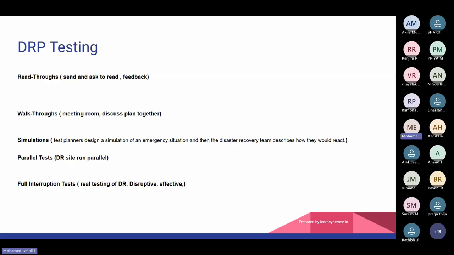Second one, walk through. You just group together in a conference room. You walk through: this is how we are prepared for the disaster recovery plan. You discuss with the different team people, get the feedback and correct the plan.